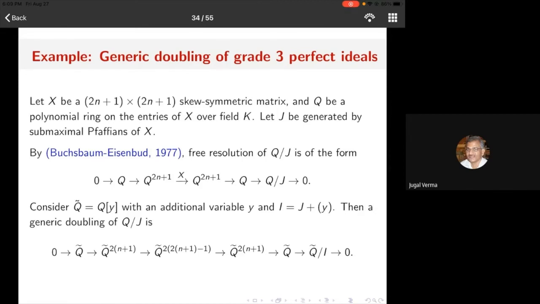So in this case, if we take n equal to 2, then we can get the hyperplane section of Pfaffians, so that is 1, 6, 10, 6, 1, obtained by the doubling of 1, 5, 5, 1. So all known examples with 6 generators, grade 4 Gorenstein, can be obtained by doubling of a grade 3 perfect ideal.